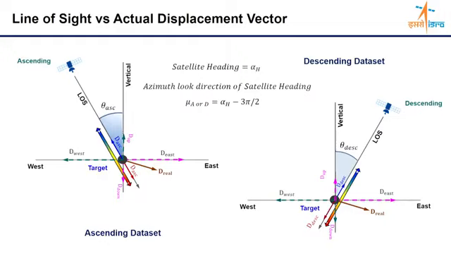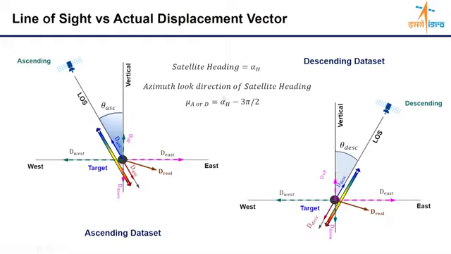Here I have mentioned that the satellite heading is also there, denoted by alpha h. Satellite heading is nothing but the angle of the satellite trajectory with the north direction. North is shown here in the horizontal direction, so how much angle the trajectory makes with the north is called the satellite heading. Another angle is called the azimuth look direction, generally denoted by mu. So mu is related to the satellite heading itself.